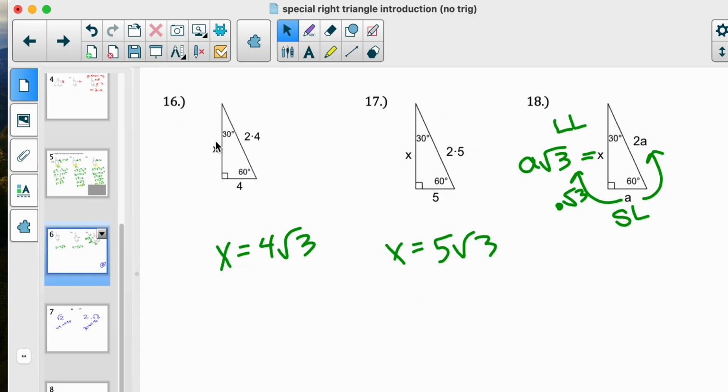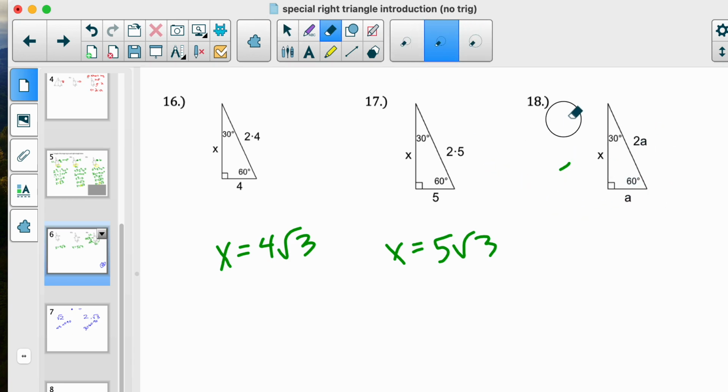Okay, and on 16, you're going to have 8 squared equals 4 squared plus x squared. And on 17, you should have had 10 squared equals x squared plus 5 squared. And this is what you should have gotten at your very last step when you simplified. Give me a thumbs up if you had 16 and 17 correct.